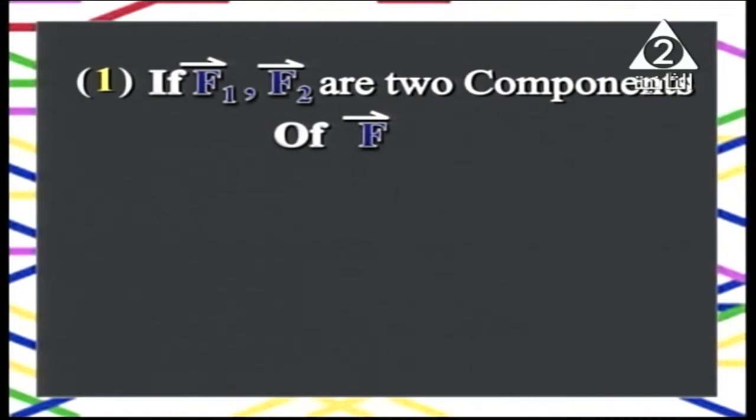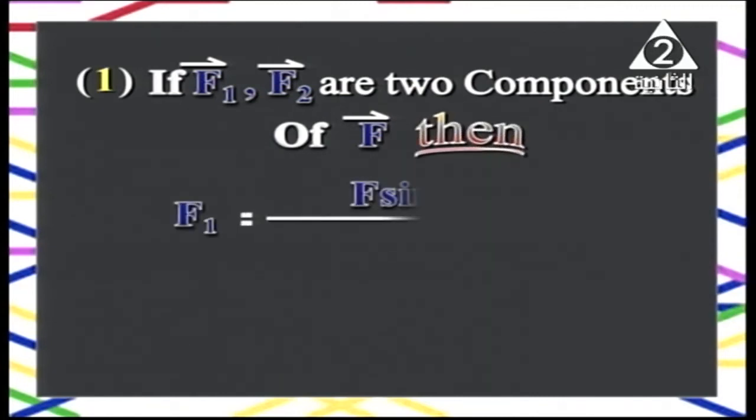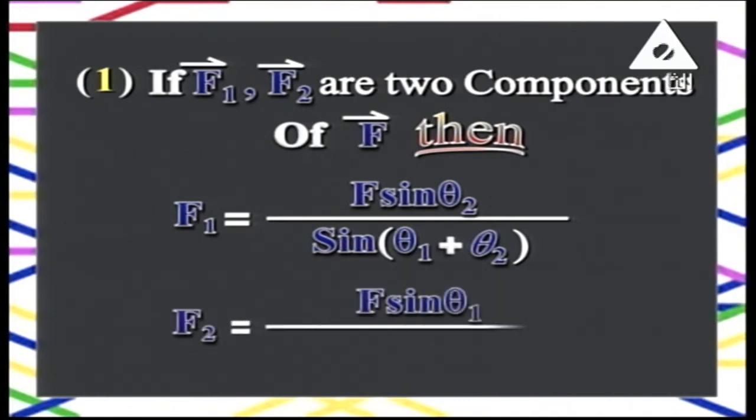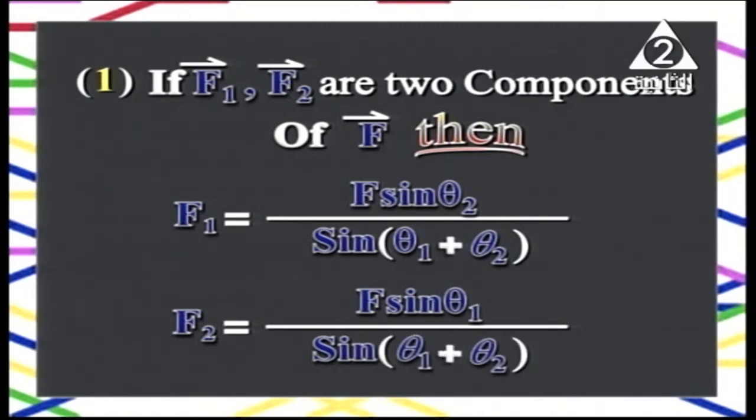These are two components of the force F. What do you deduce? F1 equals F sin theta 2 over sin (theta 1 plus theta 2). But F2 equals what? Excellent student. F sin theta 1 over sin (theta 1 plus theta 2).